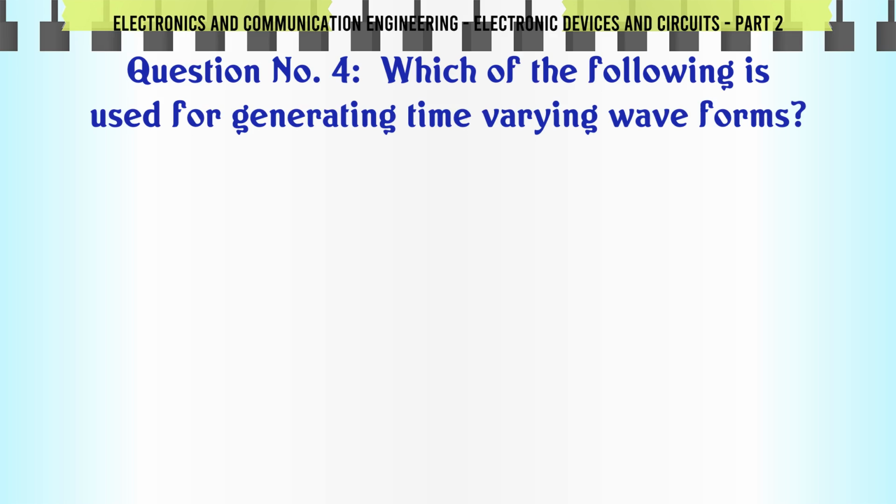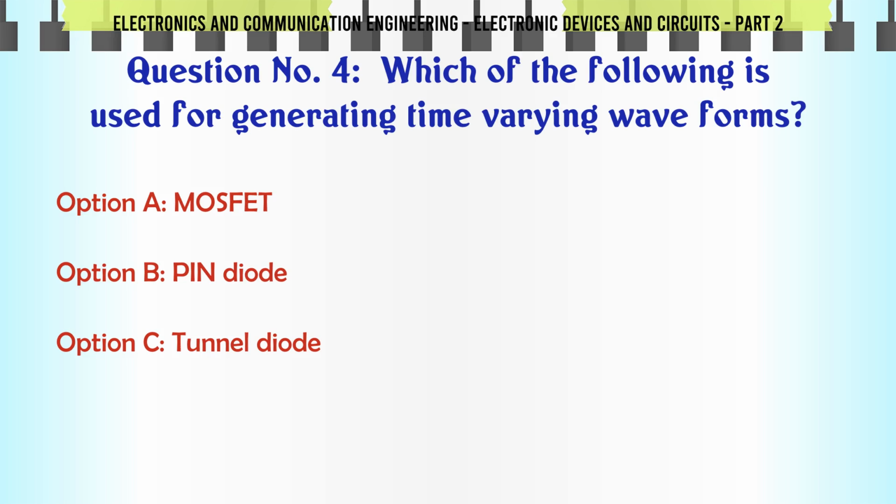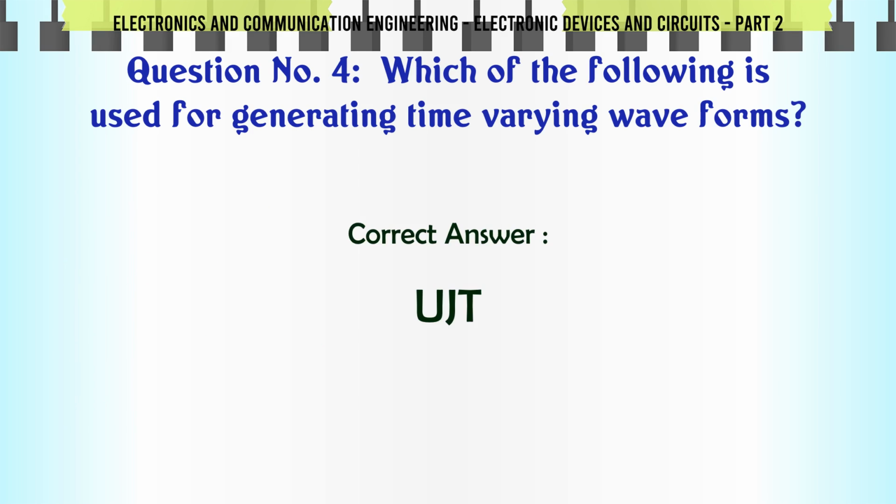Which of the following is used for generating time-varying waveforms? A, MOSFET; B, PIN diode; C, tunnel diode; D, UJT. The correct answer is UJT.